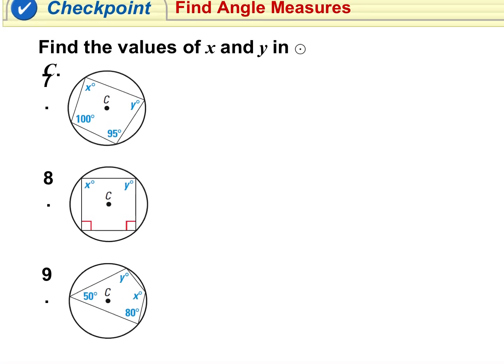All right, let's look at one together on this page here. First, notice we have an inscribed 4-sided shape. What are opposite pairs? Give me one. X and 95 are opposite pairs. What are the other opposite pairs? 100 and Y. What do you know about those pairs? What do they add up to? 180. Go find them.